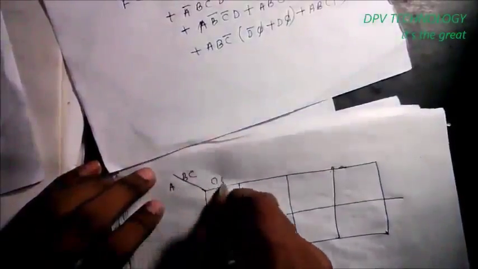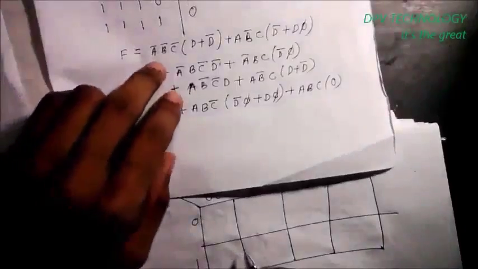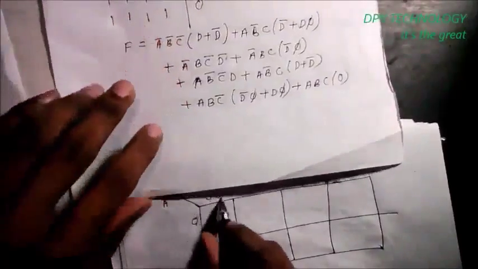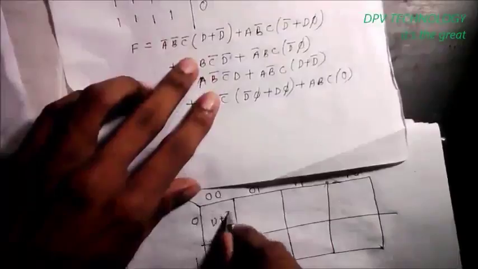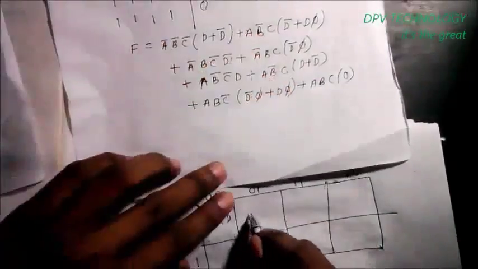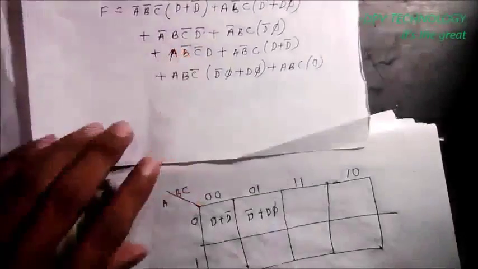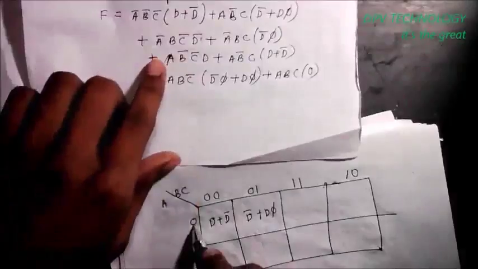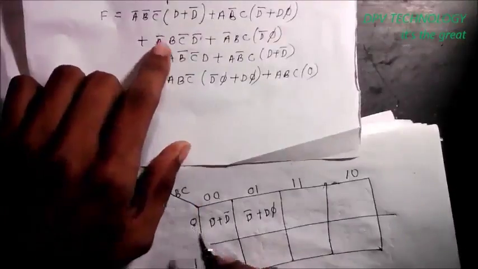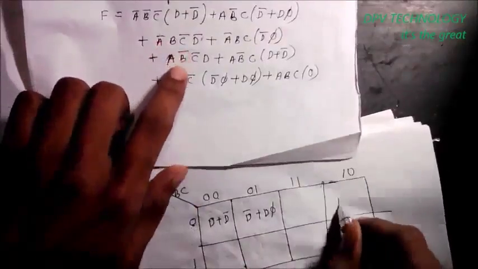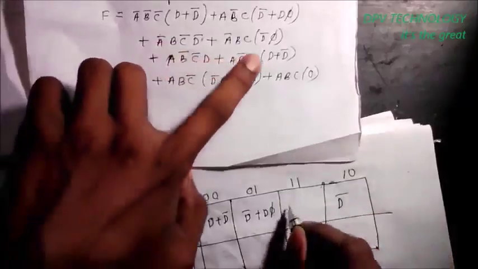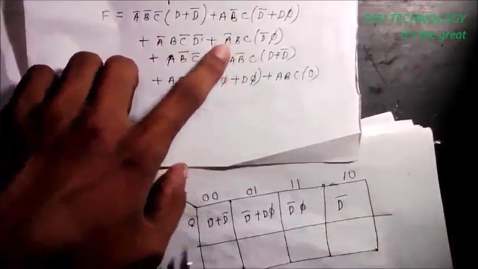A, B, C: 0, 0, 0, 1, 1, 0, 0, 1. Now when A bar, B bar, C bar comes, we have D or D bar. Then here D bar or D, don't care. Then when A, B, C bar comes, A bar, B, C bar, that is this. You have to put here D bar, here D bar, don't care.